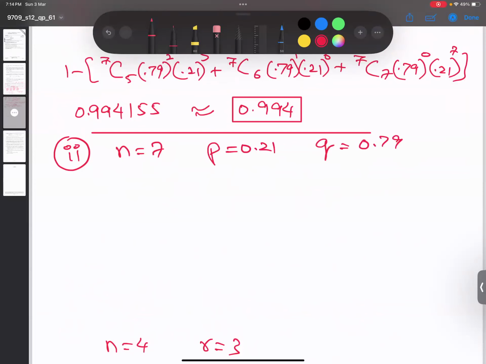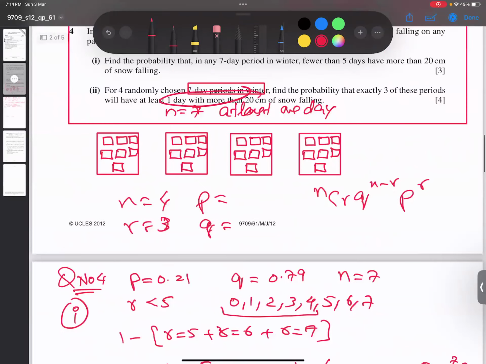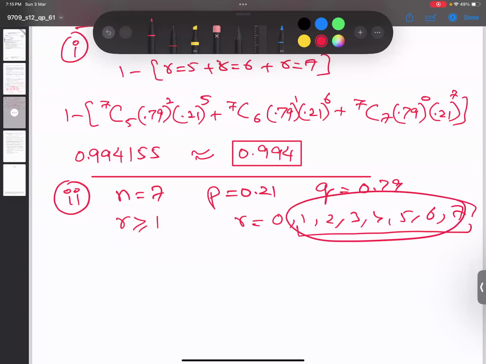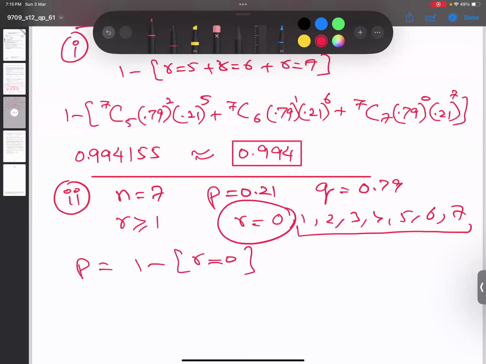But what is r? He said at least 1 day out of 7. At least 1 day means r is 1 and more. So how can I find this? Actually r values are 0, 1, 2, 3, 4, 5, 6, and 7. But he says at least 1. I can't find this with many formulas, so I don't need that. Can I say the probability is 1 minus r equal to 0? Yes, this is okay. So I'm going to find the probability of r equal to 0.